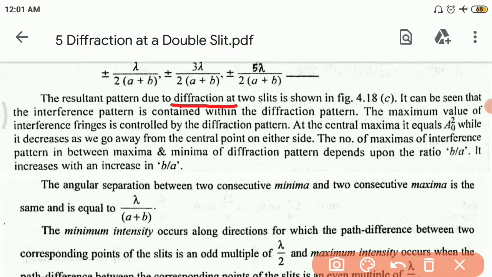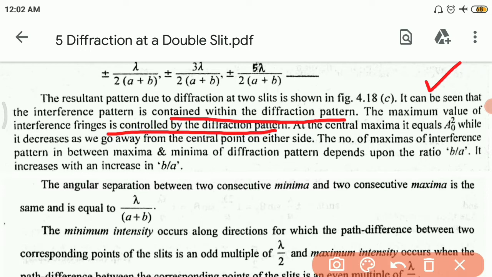is shown in the figure. Okay, so this resultant pattern that we saw above, actually the dotted line was the diffraction pattern and the solid line was the interference pattern. So it can be seen here that the interference pattern is contained within the diffraction pattern. Okay, the diffraction pattern is like an envelope that covers the interference pattern, right, and the maximum value of the interference fringes is controlled by the diffraction pattern.